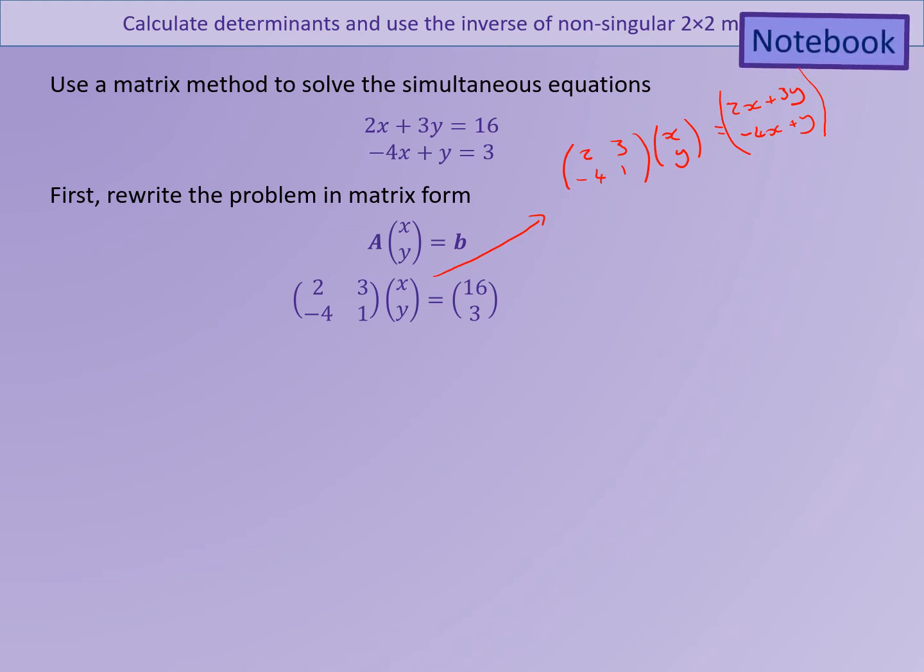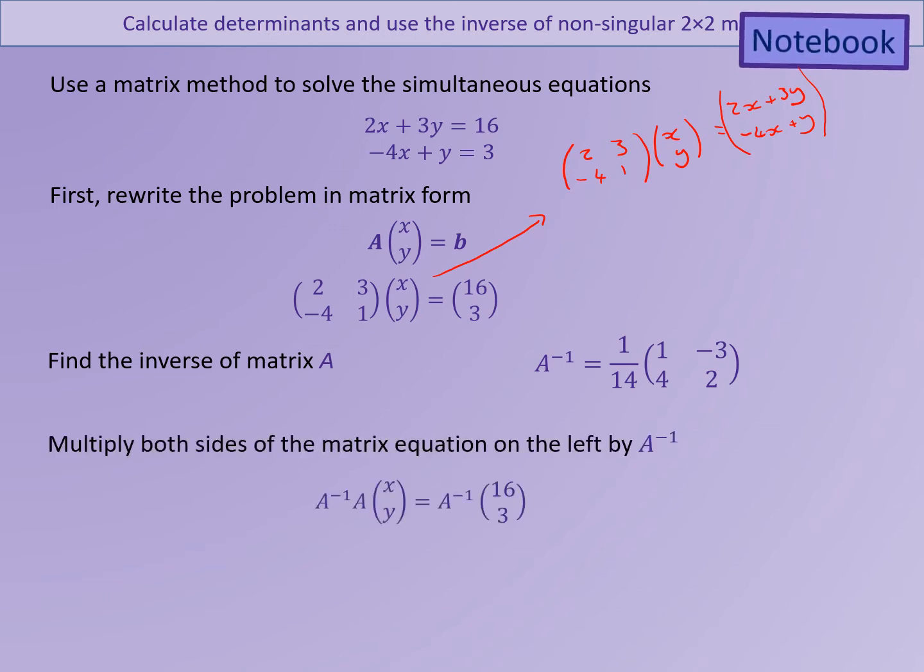So writing that problem in matrix form means that we can now find the inverse of the matrix. The inverse of matrix A can be found using the matrix inverse formula. That is A inverse there. So we can now multiply each side of the equation by A inverse. Beginning with A(x, y) equals (16, 3), we're going to multiply both sides by A inverse. So we're going to get A inverse A (x, y) equals A inverse (16, 3).